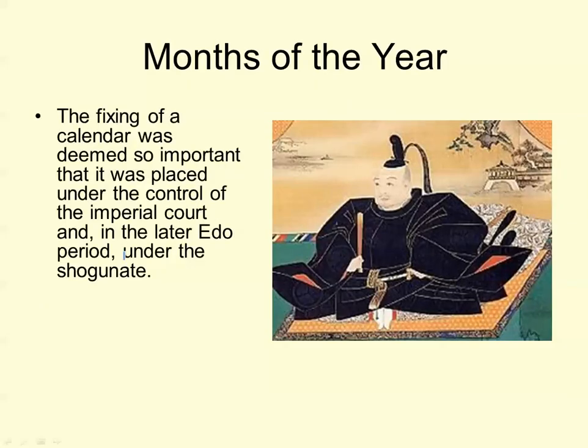The fixing of a calendar was deemed so important that it was placed under the control of the imperial court, and we'll see more about that when we start looking at imperial court ranks. And then later in the Edo period, that responsibility was placed under the shogunate, because really the shogunate was running the show in the Tokugawa period. This was serious business, keeping track of time.